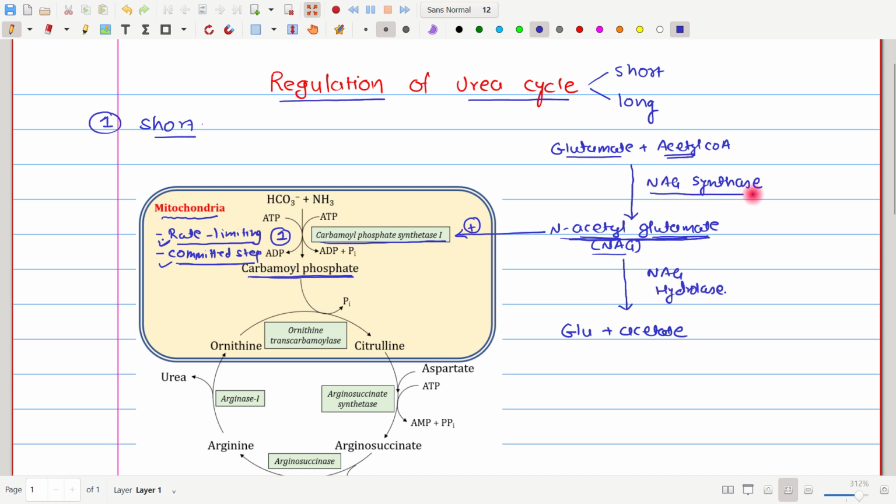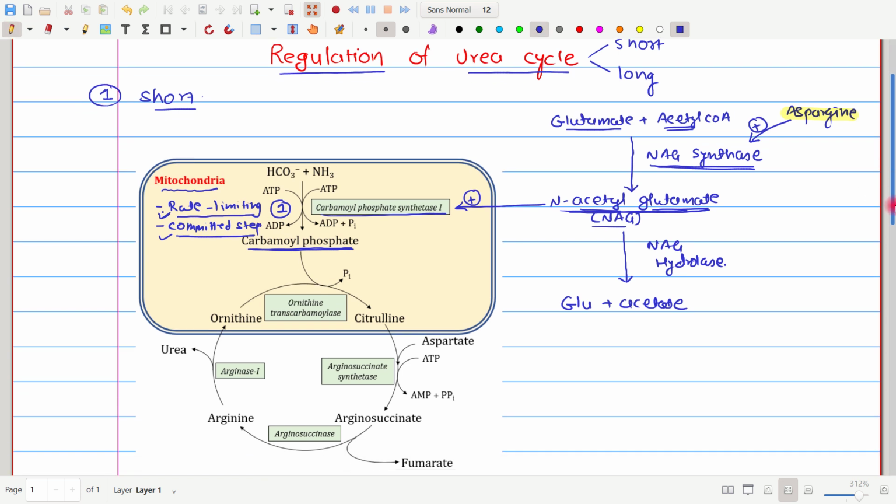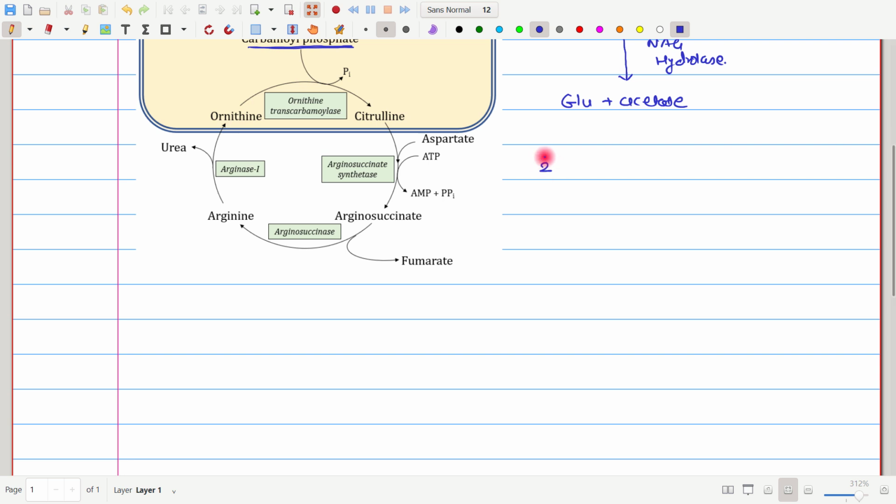Now, here N-acetyl glutamate synthase is under a positive allosteric influence of arginine. So, as we can see over here, arginine stimulates N-acetyl glutamate synthase, which in turn increases the synthesis of N-acetyl glutamate, and then it stimulates carbamoyl phosphate synthetase 1, so the urea cycle gets activated, right? So, this is the short term regulation of the urea cycle. Now, let us look at the long term regulation. Long term regulation of the urea cycle.